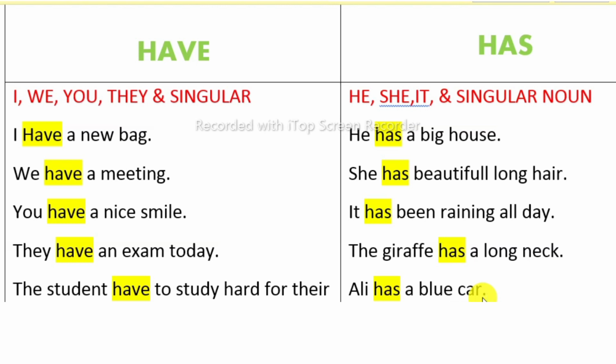Has is used with the pronouns he, she, it, and singular nouns in the present tense. For example, he has a big house. She has beautiful long hair. It has been raining all day. The giraffe has a long neck. Ali has a blue car.